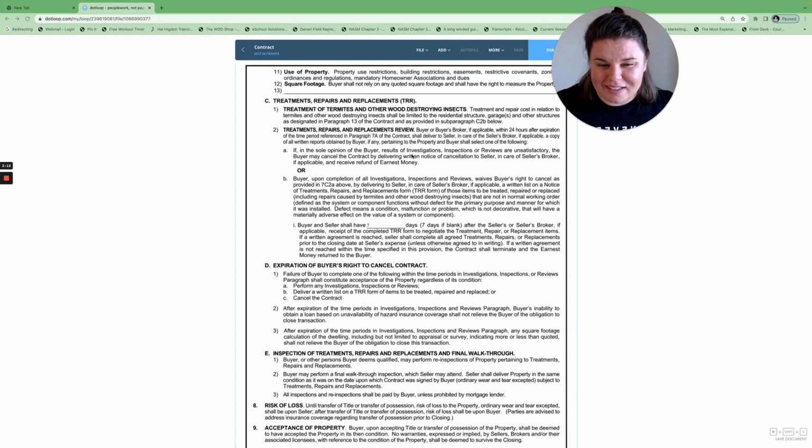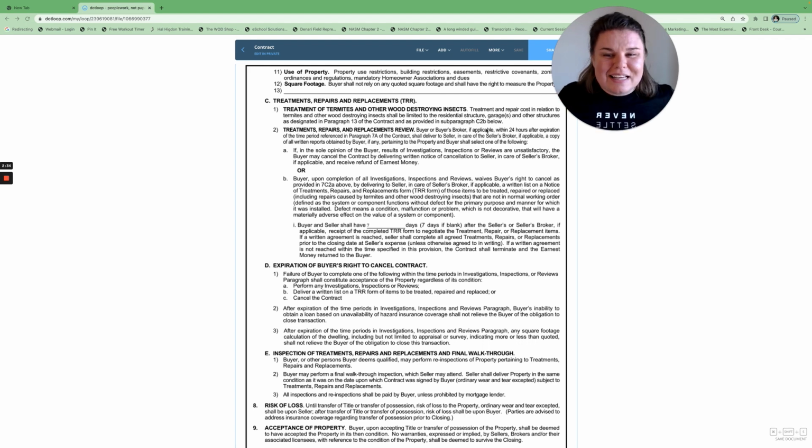Okay, so number one, treatment of termites and other wood-destroying insects. Treatment and repair costs in relation to termites and other wood-destroying insects shall be limited to the residential structure, garages, and other structures as designated in paragraph 13 of the contract and as provided in subparagraph C2B below. So fun reading contracts. I love it.